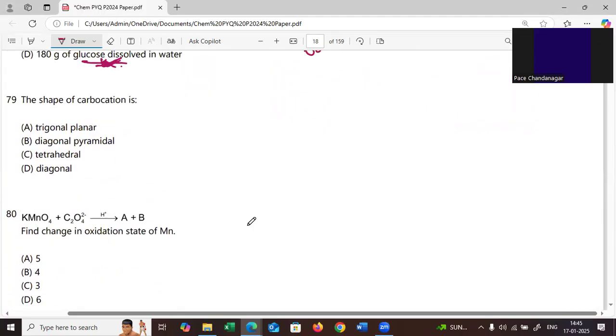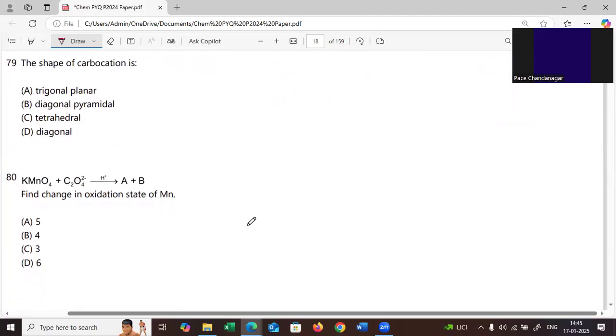Then question number 79: what is the shape of the carbocation? A carbocation is a carbon with three hydrogens and one positive charge, since one electron went out. So it would be trigonal planar. It looks something like this, with a positive charge, trigonal planar.